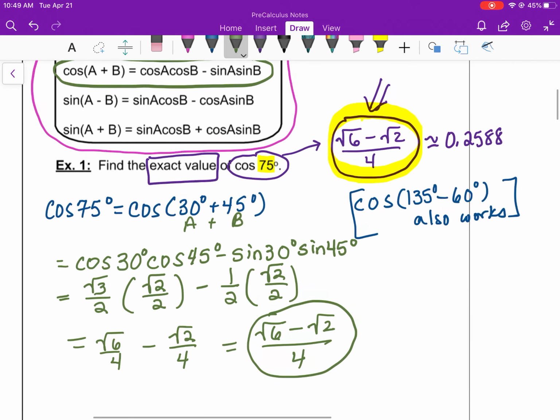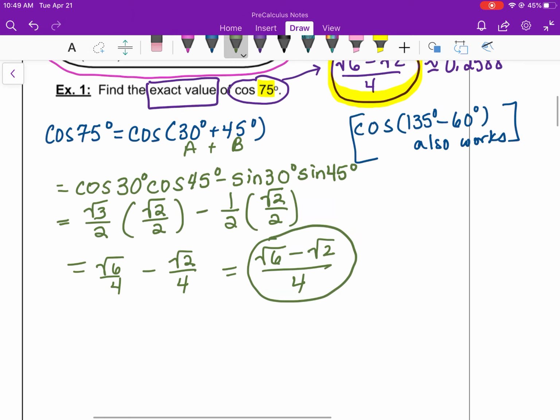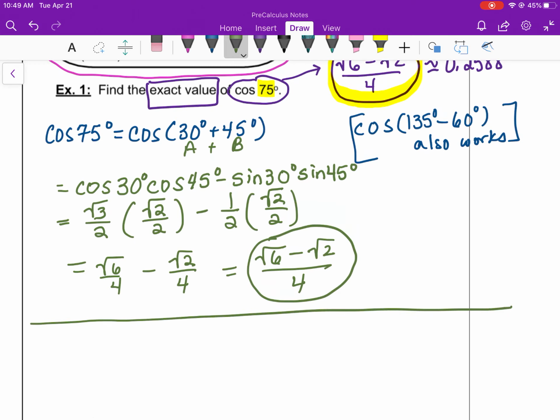Okay, so if I decided instead I wanted to try cosine, and I saw 75 degrees as 135 minus 60, the answer is going to be the same, but the work's going to look a little bit different.